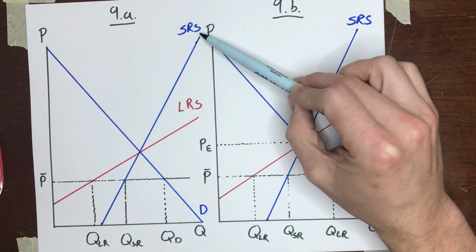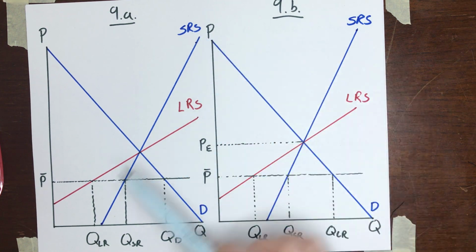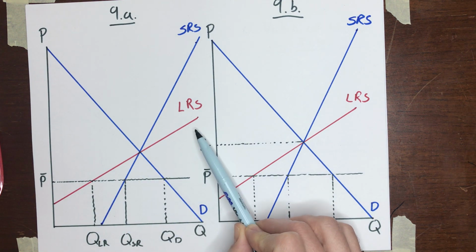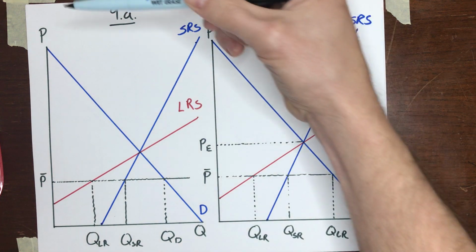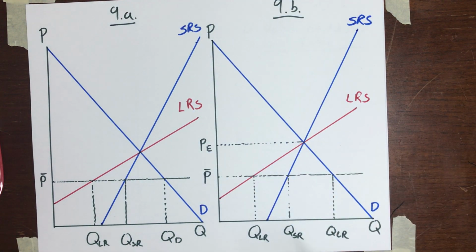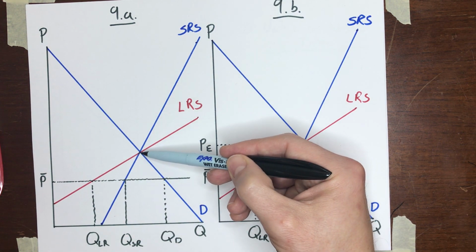This steep blue curve is the short run supply curve, so I'm calling that SRS. This flatter red curve is the long run supply curve. I'm calling that LRS for the long run supply. And then the demand curve is given by this downward sloping blue curve, which I'm calling D for demand. And the government has imposed a price control, a rent control, that is holding the rent below the market rate.